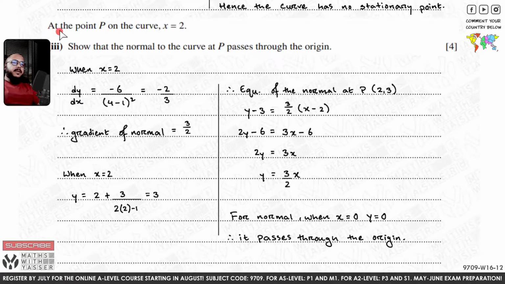In the next part of the question, it says at the point P on the curve, x equals 2. We need to show that the normal to the curve at P passes through the origin.